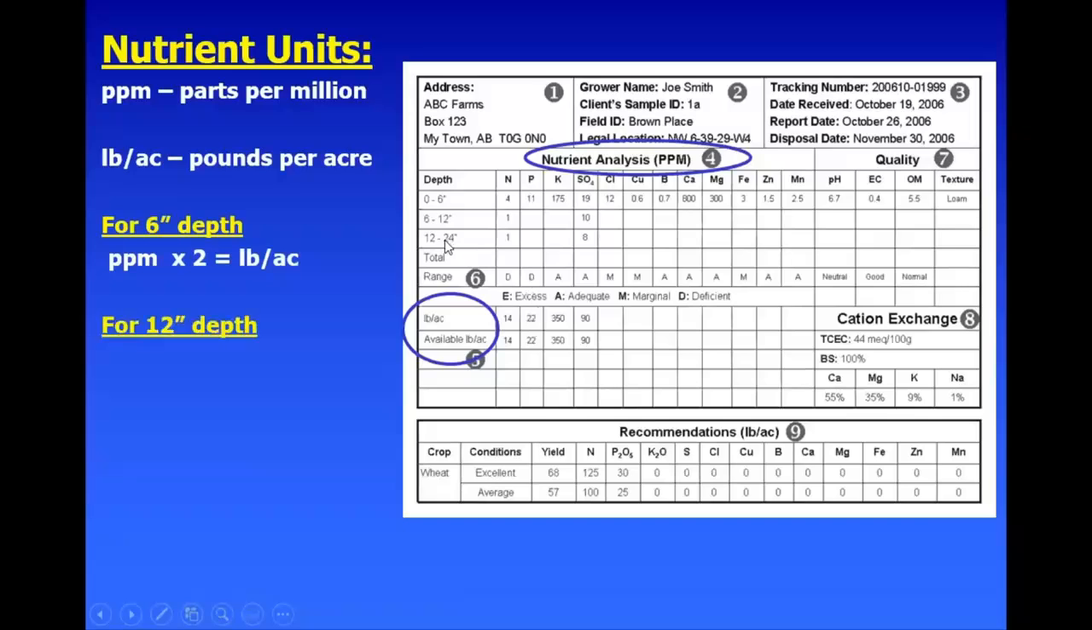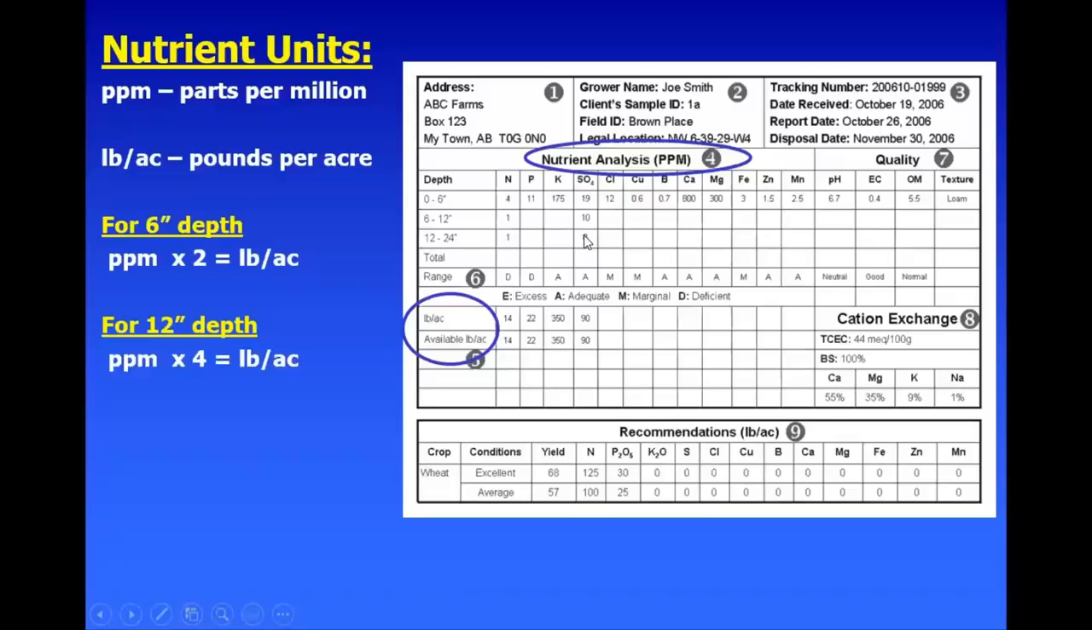Now, if you have a 12-inch depth sample, for example, well, then that 12-inch depth of soil will weigh about 4 million pounds. So we're going to multiply that value. For example, here we have 8 parts per million of sulfate. We'll multiply that by 4. That comes to 32.